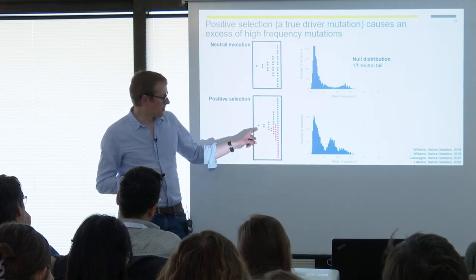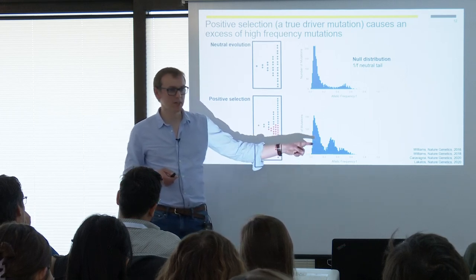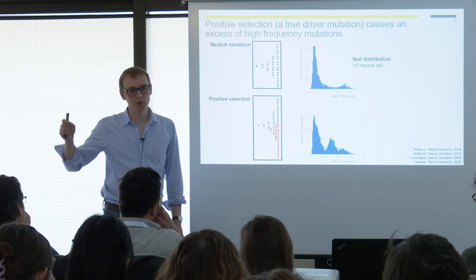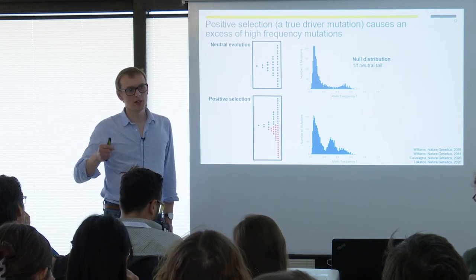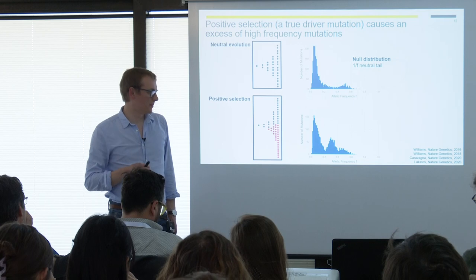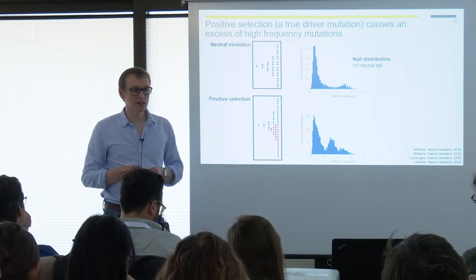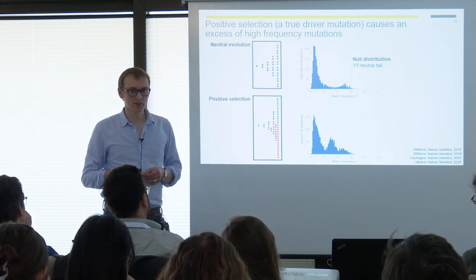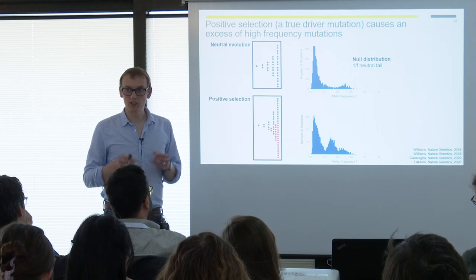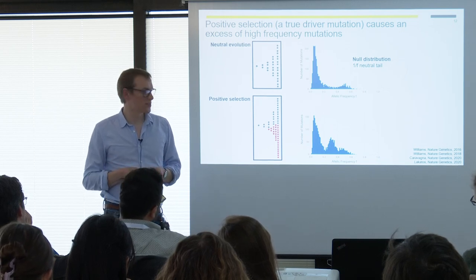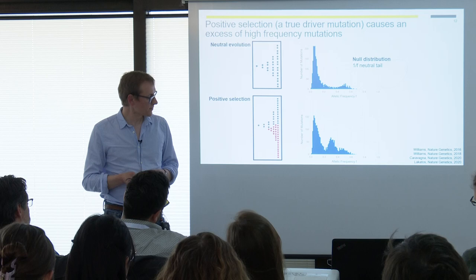You can also say something about the growth rate of the clone just from the allele frequency. So very fast-growing clones will be at high frequency. Slow-going clones will be at lower frequency. So you can start to get quite quantitative measures of the clonal dynamics just from these snapshot data, which is something that I really, really like.